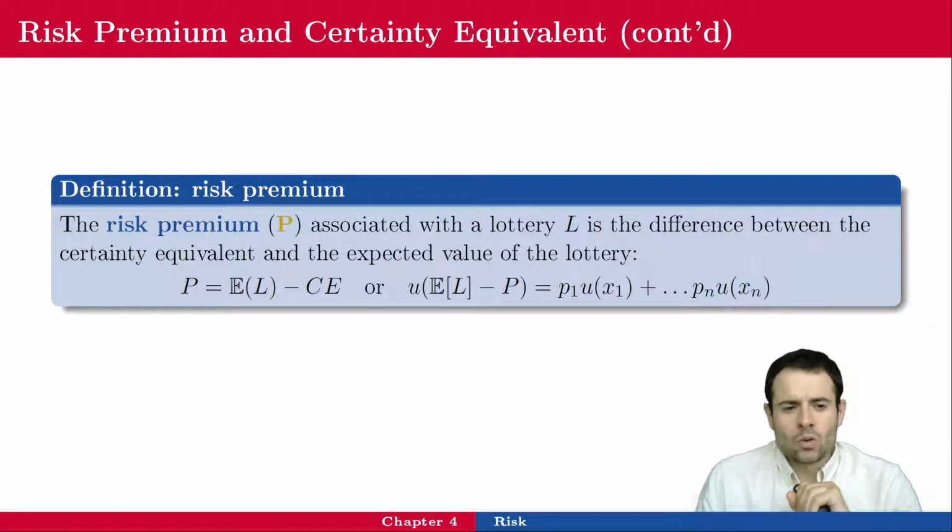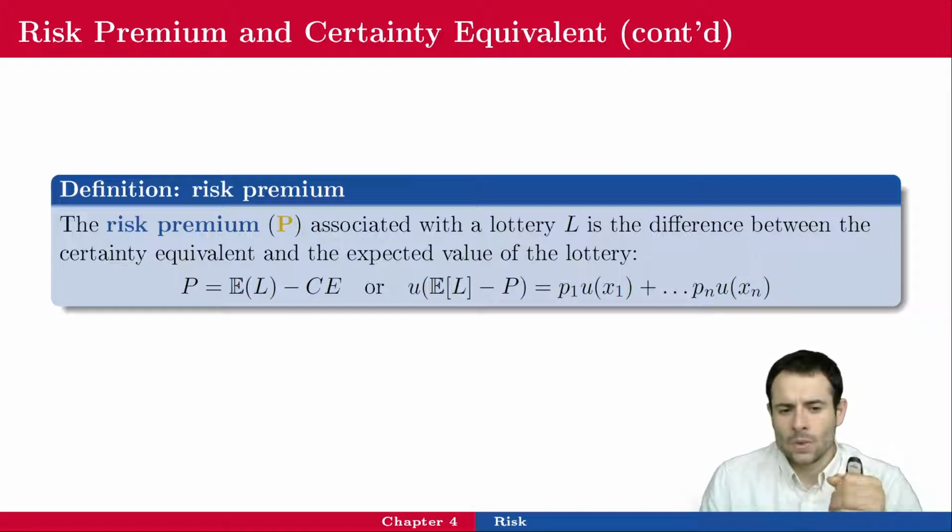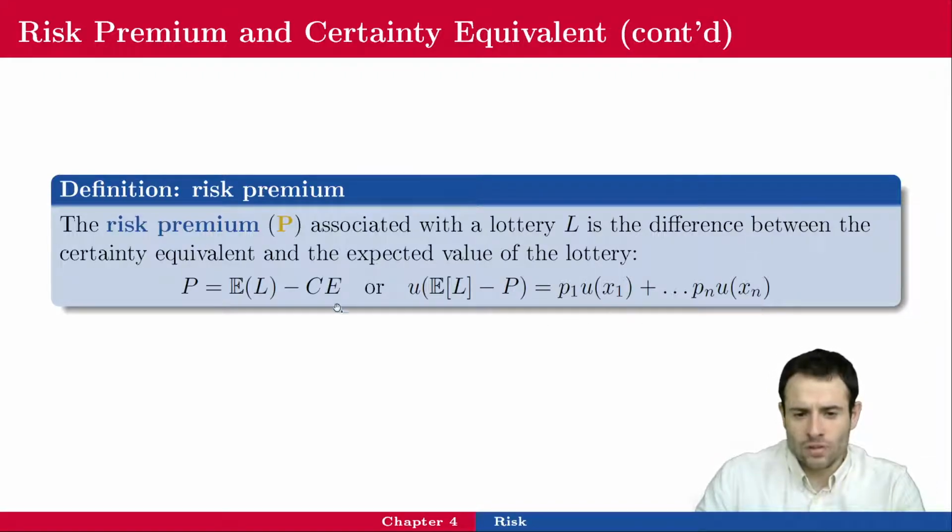I also defined the risk premium, which is the difference between the certainty equivalent and the expected value of the lottery. Again, once you have the certainty equivalent, you can find the risk premium, or you can find the risk premium first, since you can find E of L, and you can also find the expected utility of the lottery.